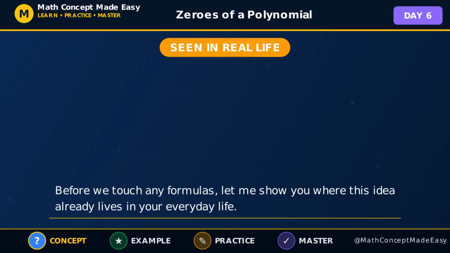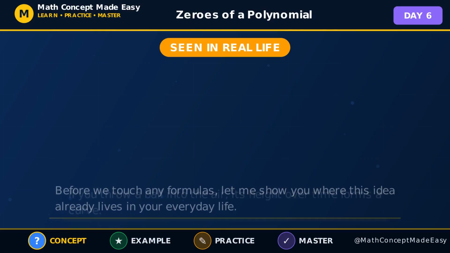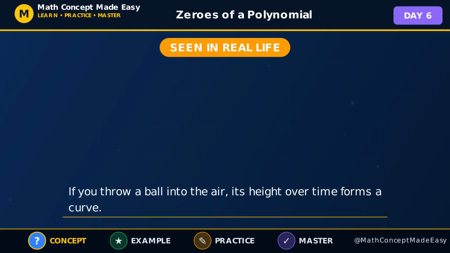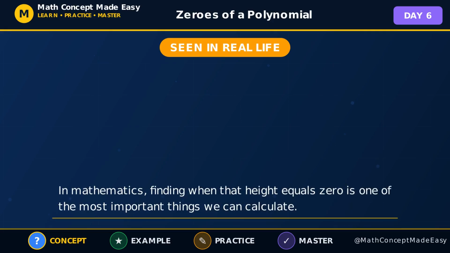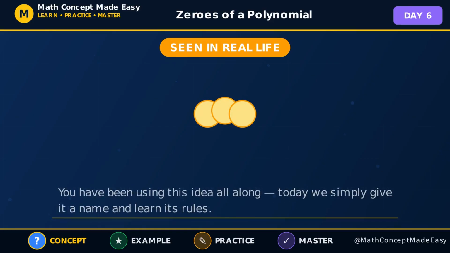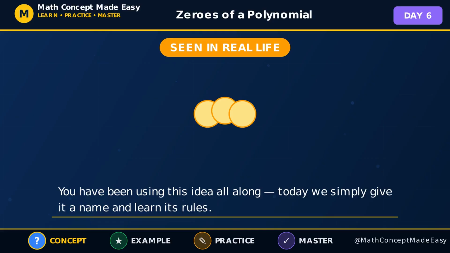Before we touch any formulas, let me show you where this idea already lives in your everyday life. If you throw a ball into the air, its height over time forms a curve. The exact moment the ball hits the ground, its height is 0. In mathematics, finding when that height equals 0 is one of the most important things we can calculate. You have been using this idea all along. Today we simply give it a name and learn its rules.